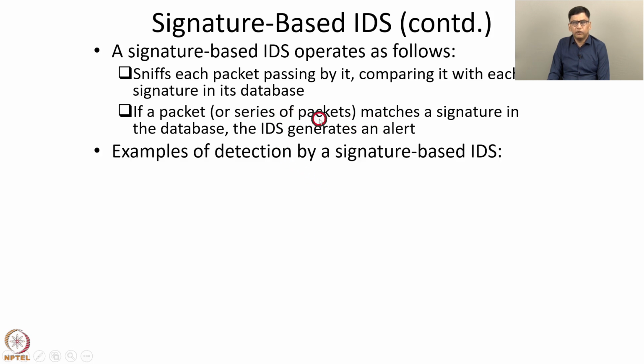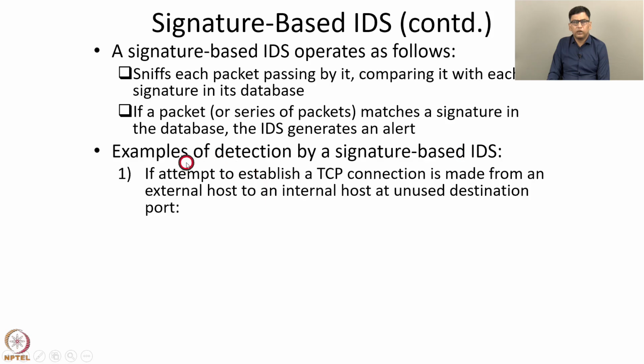Here are some examples of detection by a signature-based IDS. Suppose an attempt is there to establish a TCP connection from an external host to an internal host at an unused destination port. So what does this indicate? It may indicate an attempt to find out which services are open. So some attacker is possibly sending packets to different port numbers, and when it receives a response, it knows that there is an application process at that port number. So this may indicate an attempt to find out which services are open. That is, there are processes at which port numbers. So this is a kind of scanning which can be detected using a signature-based IDS.